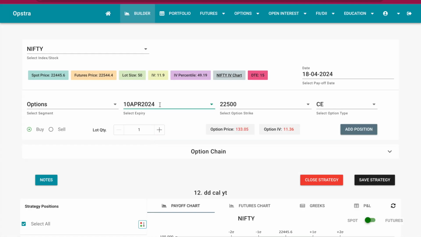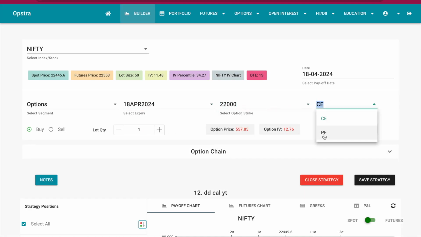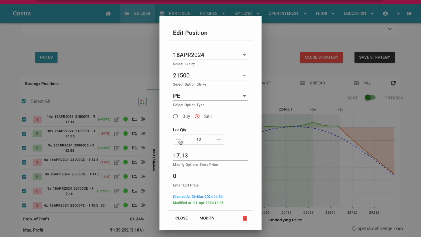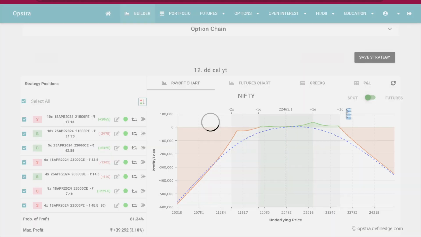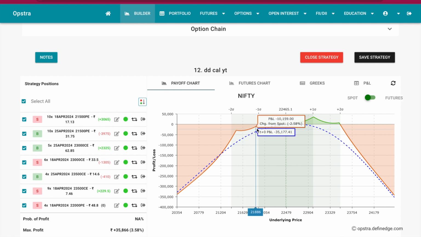So for 18th April 22,000, this is the PE. We have to sell this for 4 lots. Okay, the position is added here. Now the next thing we have to do is exit the positions from here. So this is 4 lots exited, so that's it. Now what has happened is we have increased our risk position here. As you can see, if the market falls below 22,000, we're going to have some problems.